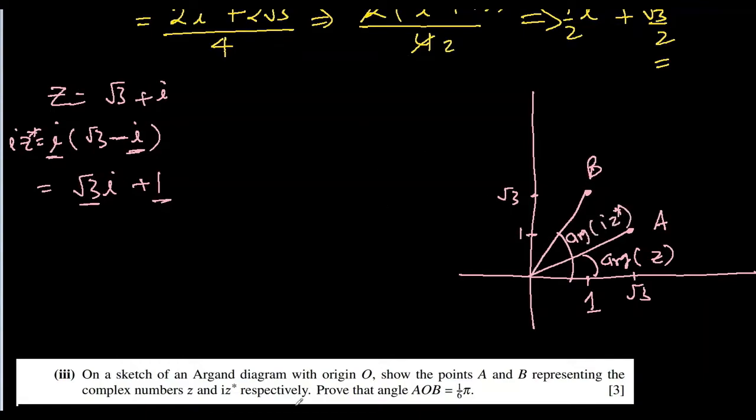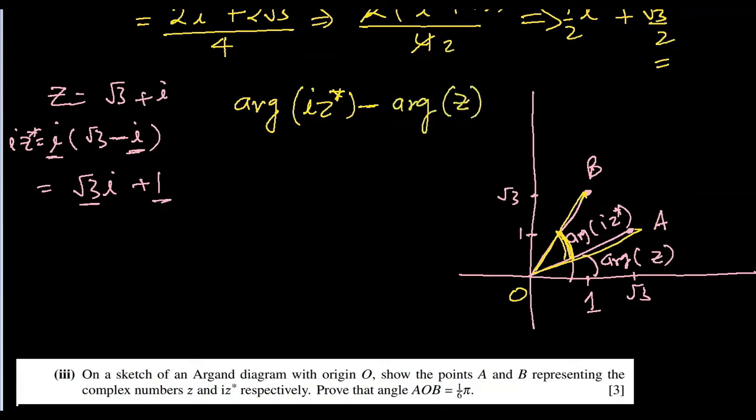Okay, so they are asking us to prove AOB. So let me show you what is AOB in this case. This is O, this is A, this is B. So this is the difference between the two. Okay, so they mean that the argument of iz star minus the argument of z is pi by 6. This is what they are trying to prove. Okay, we have to prove, not show.